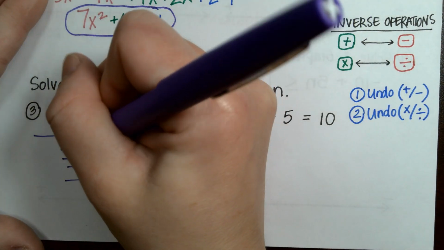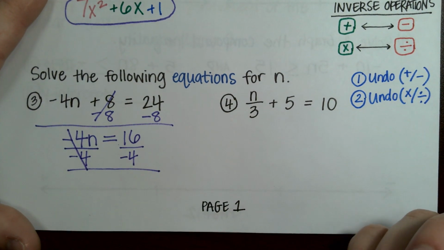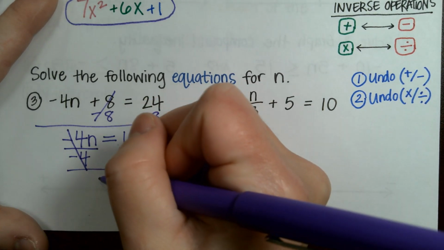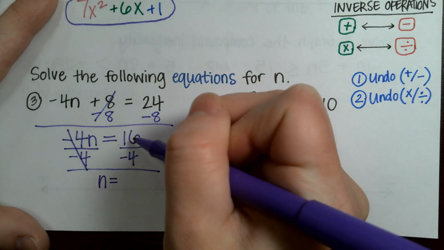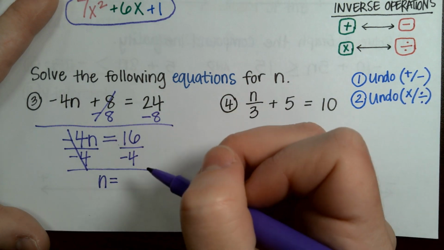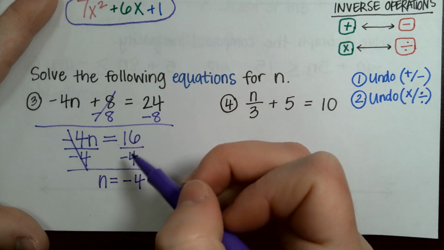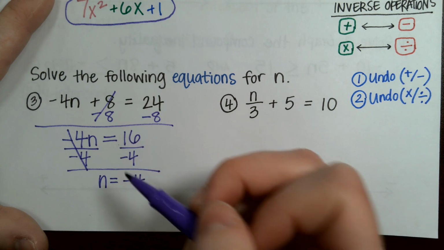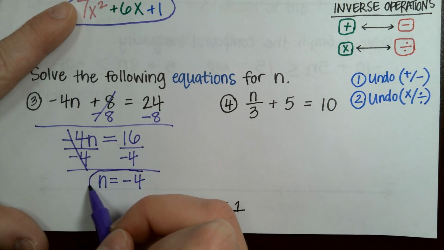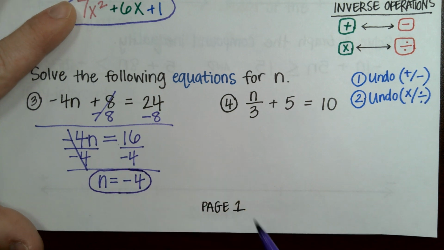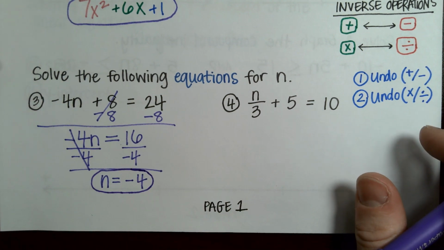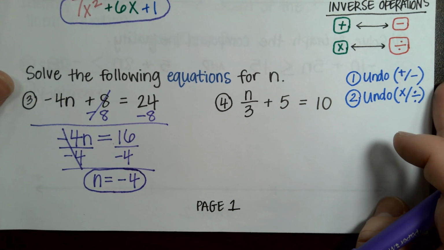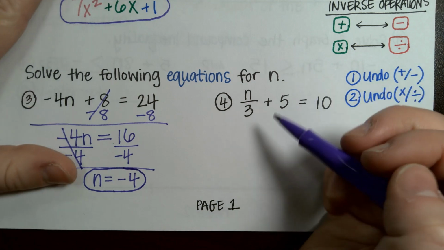And my -4's will cancel. So you guys tell me, what do I do next? Bring down that n equals 16 divided by -4. What is that? -4. Remember, a positive divided by a negative gives us a negative. Different signs gives you a negative answer. Same signs gives you a positive answer. All right. Any questions about that one at all? Okay. We feel good about it? Good. Ready for 4? What do we do first?